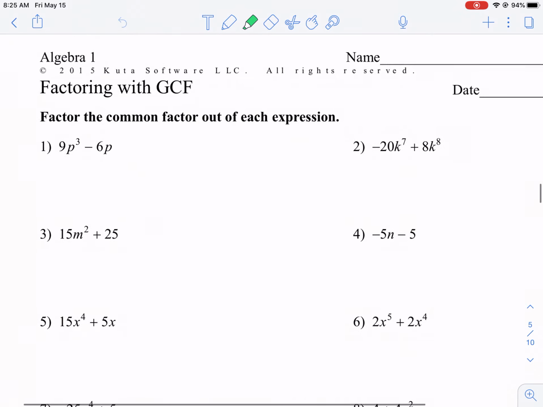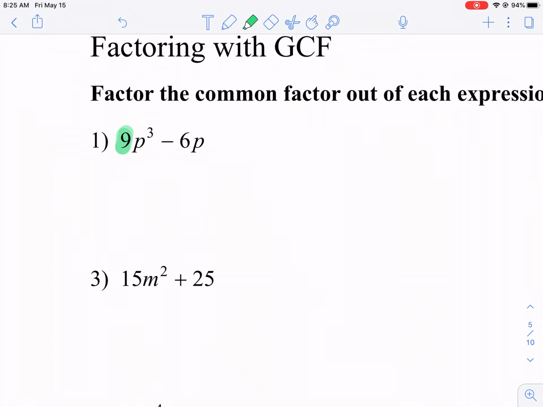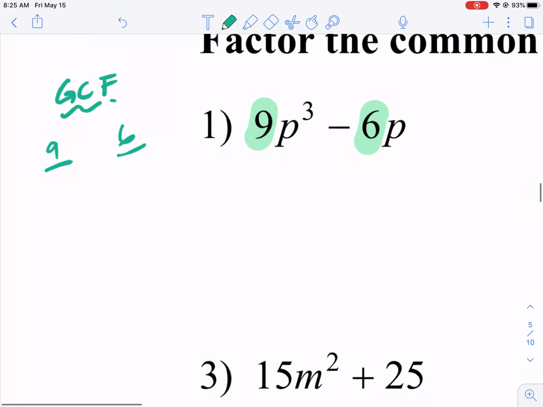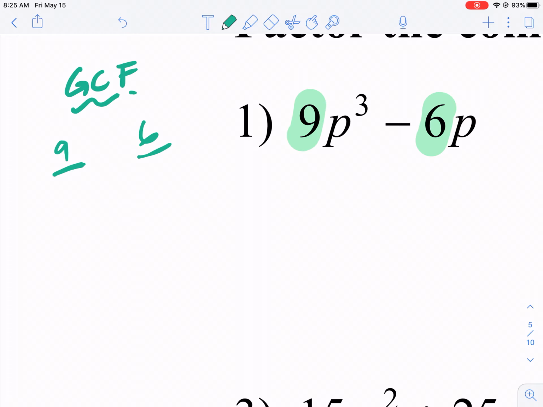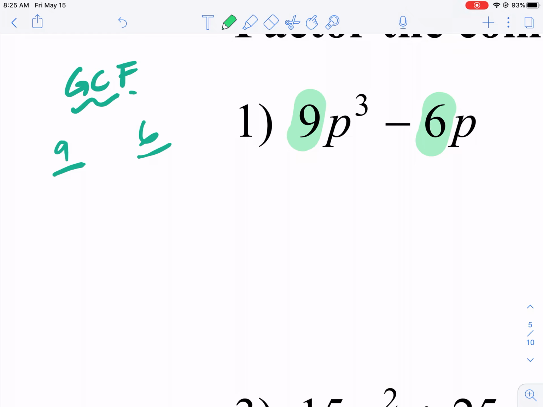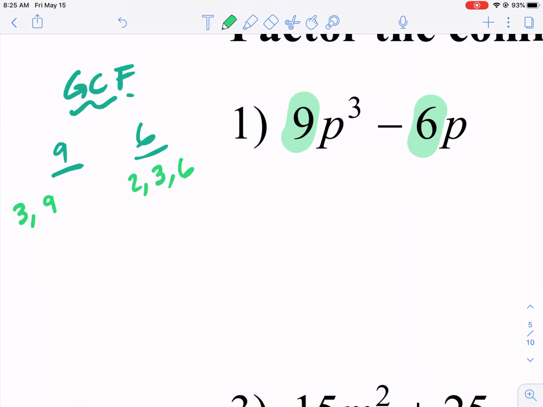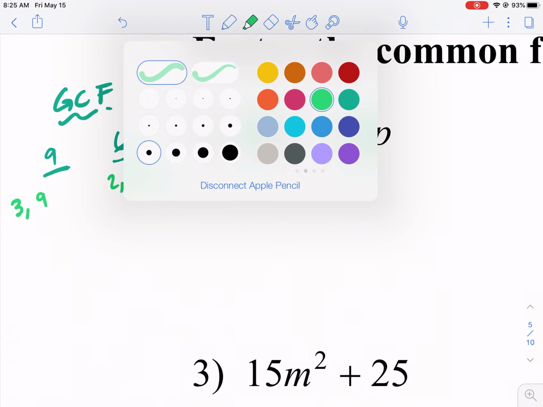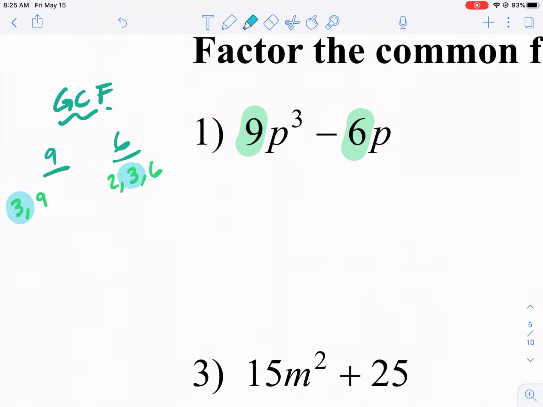When I look at problems like these, what I first look at always is the numerical coefficient in front. So what I'm doing here is looking for the greatest common factor between 9 and 6. Now you don't have to list it like this every time. If you can think of the greatest common factor right off the get-go, you can just write it. But I'm going to show you the process of finding it. So we know 3 and 9 go into 9, and we know 2, 3, and 6 go into 6. So clearly our greatest common factor is 3. With our numerical coefficient, we're going to factor out a 3.